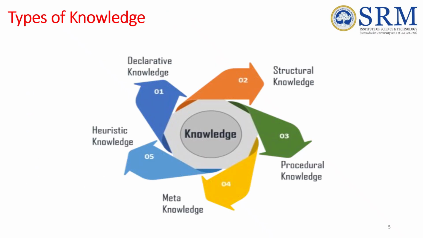So the types of knowledge, the diagrammatic view has been mentioned here. So there are 5 different types of knowledge: declarative knowledge, structural knowledge, procedural knowledge, meta knowledge, heuristic knowledge. Let me see one by one.